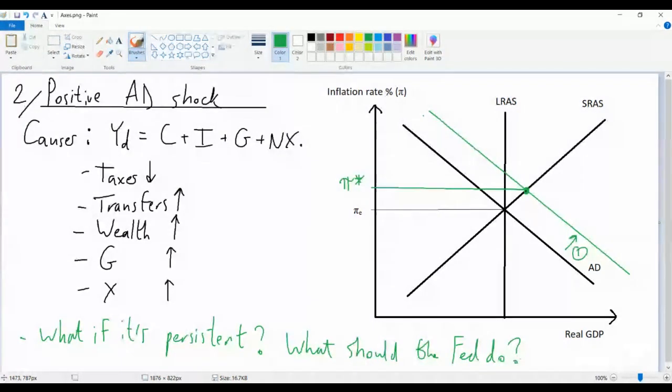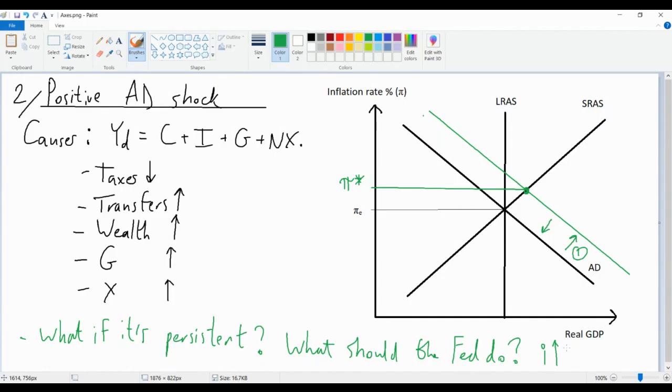Well, again, the Fed controls interest rates. So what it would like to do is try and get this demand curve back here before the high inflation has time to affect expectations. And what they need to do then is discourage spending, which means they need to raise interest rates. All right.